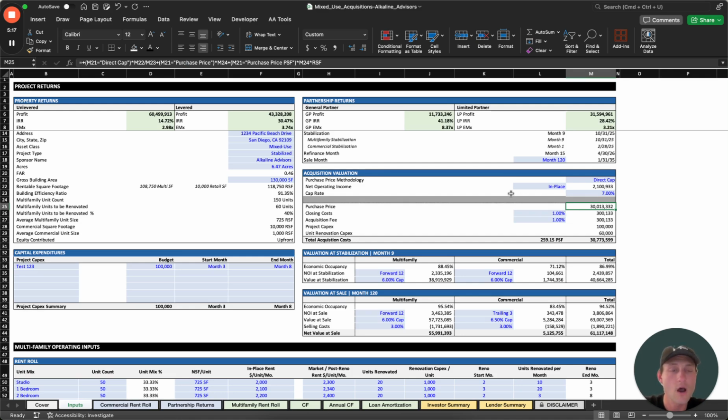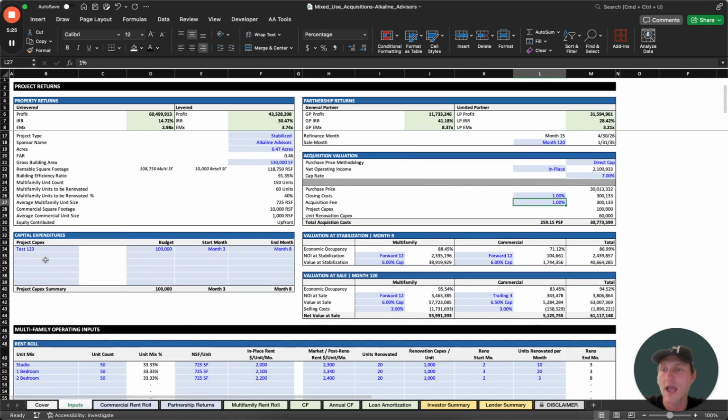Okay, so let's keep going. We can choose the closing costs, acquisition fees, any CapEx we have over here. We can load in project CapEx, generally speaking, what the total budget is, when we are going to start incurring those costs, when those costs will end.